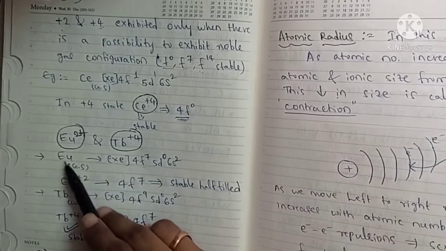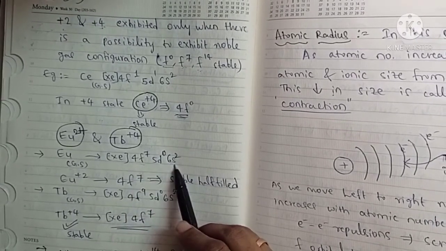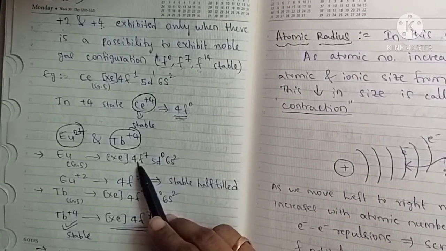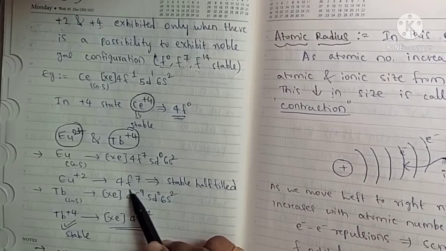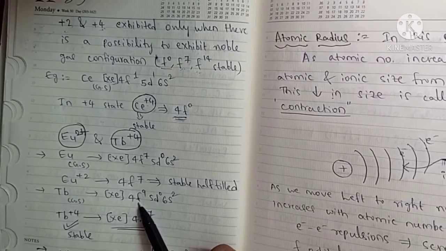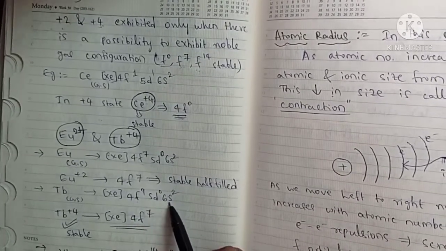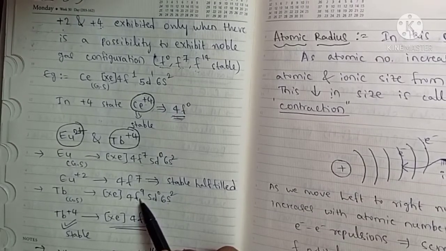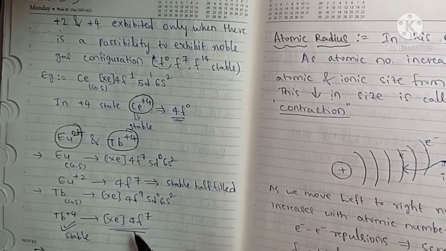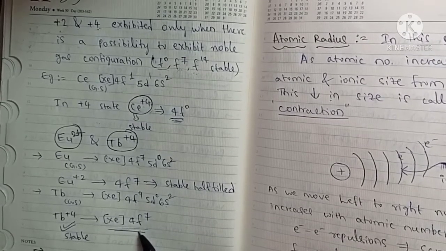So generally europium in ground state will have 4f7, 5d0 and 6s2. If it loses 2 electrons, it will attain half filled electronic configuration. And also terbium in ground state will have 4f9. So if it loses 4 electrons, from 6s and from 4f 2 electrons, then it will become 4f7, which is half filled and which is a stable electronic configuration.